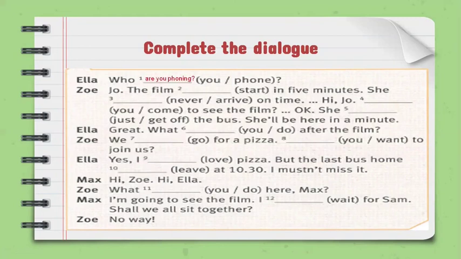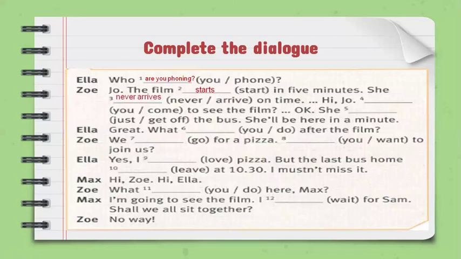Ella asks, "Who are you phoning?" Because Zoe is on the phone right now, so we will use present continuous. Zoe says she is phoning Joe. The film starts in 5 minutes, because this is a timetable event, as is the train leaves, the plane takes off.